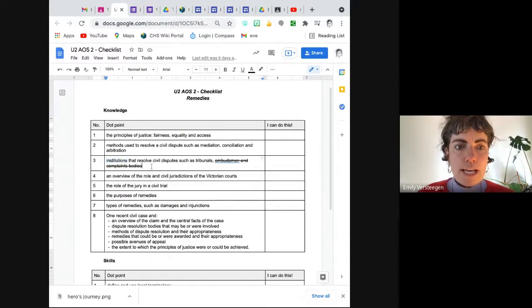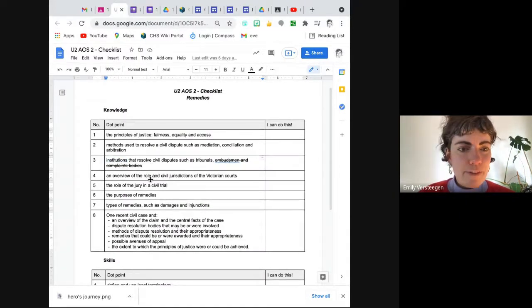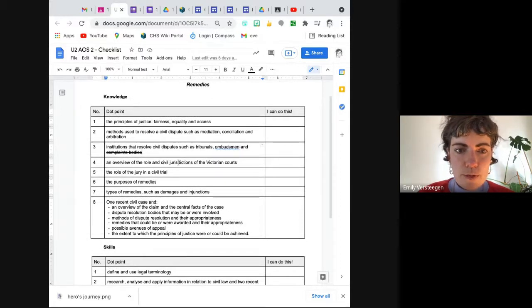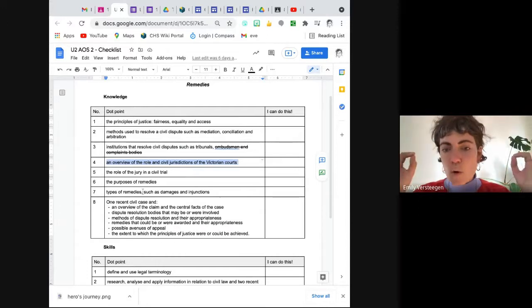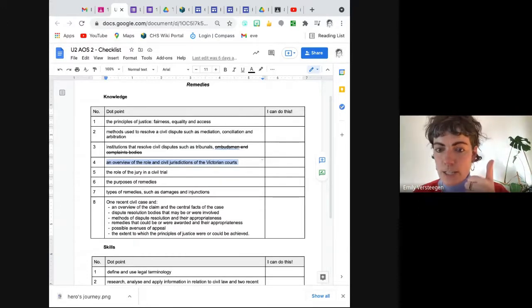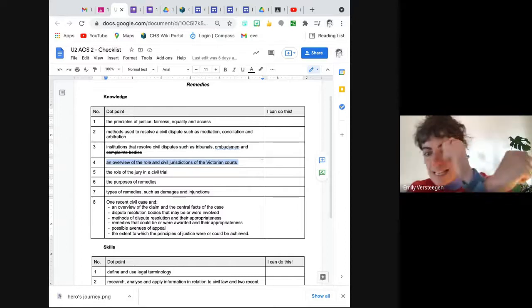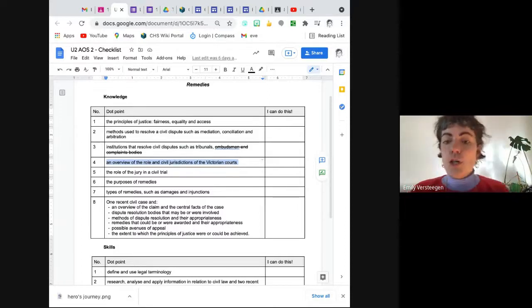CAV, don't worry about it. Next, an overview of the role and civil jurisdictions of the Victorian courts. You need to know, this is just rote learning. You've got to know what the Magistrates' Court can hear as part of its original jurisdiction. It doesn't have any appellate jurisdiction. You need to know about the County Court. Again, what kinds of civil disputes can it hear? Does it have any appellate jurisdiction or not? The Supreme Court Trial Division, much like the County Court, has unlimited civil jurisdiction.